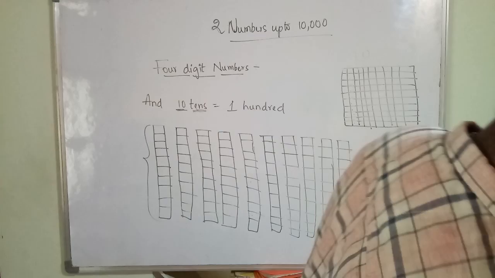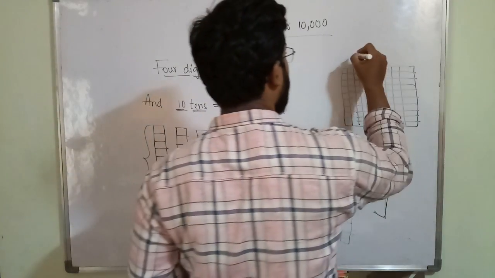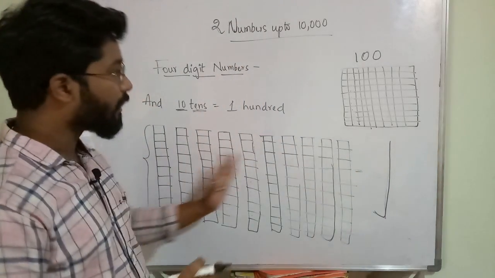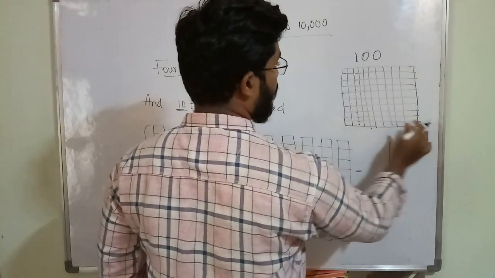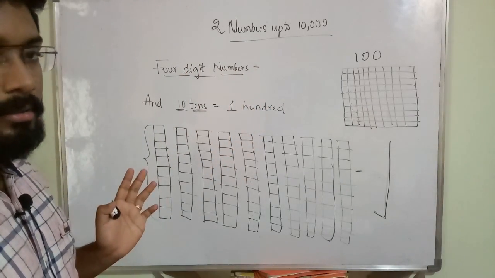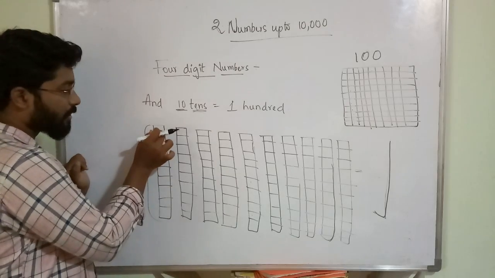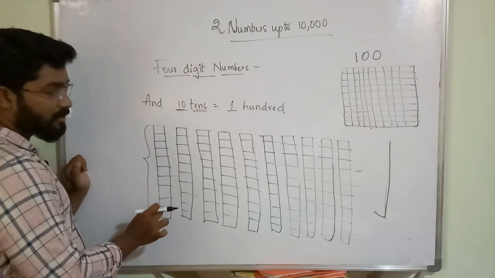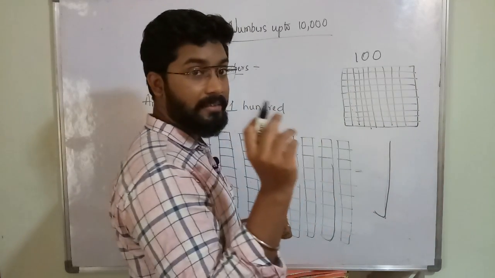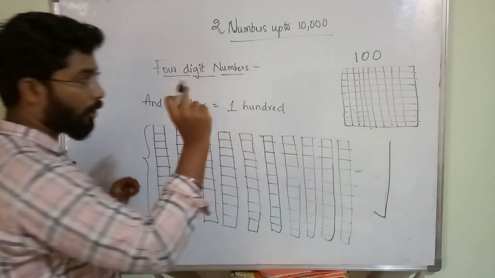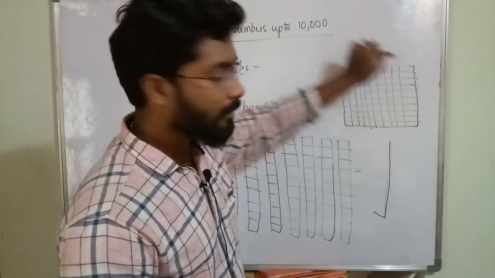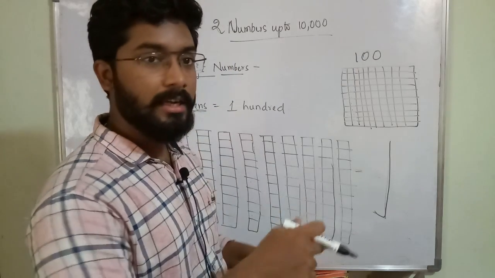Just a minute. This is what? 100. So these all boxes, when we combine, we got this box. What is the value of this box? 100. It is containing 10 rows and 10 columns. So in each box we got 10 smaller boxes, no? So in this big box we are having 100 small boxes. 10 rows, 10 columns, 10 into 10 is 100.